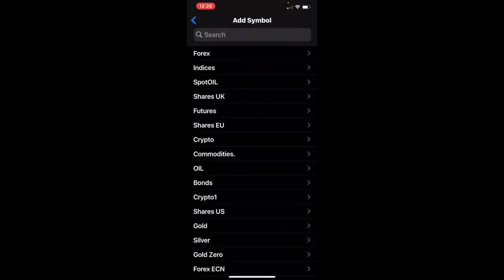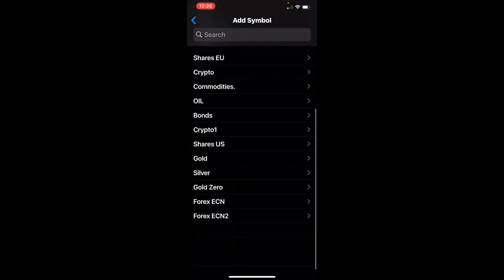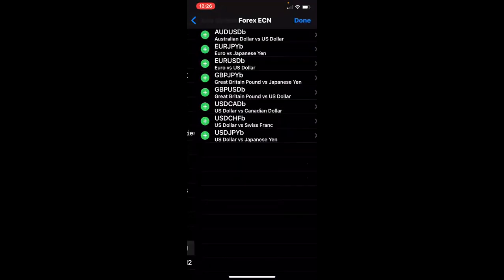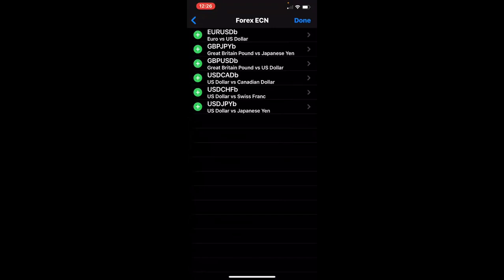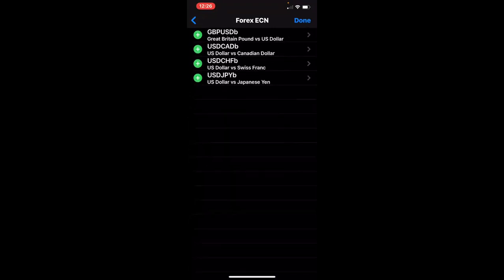Scroll down to where you have Forex ACN. Now add these. Click the plus icon in front of them. Should I add all of it? Yes, click the plus icon. I think it's the ones with the B at the end that will be able to go through. Then click done.